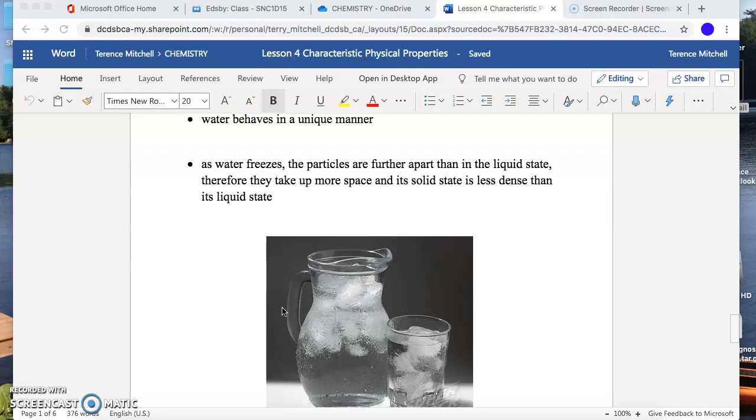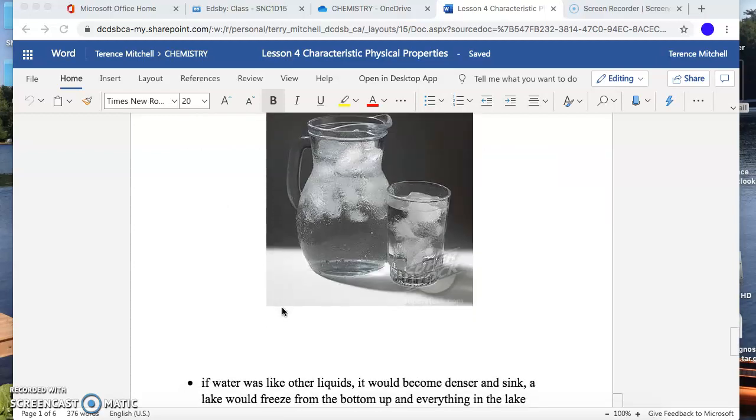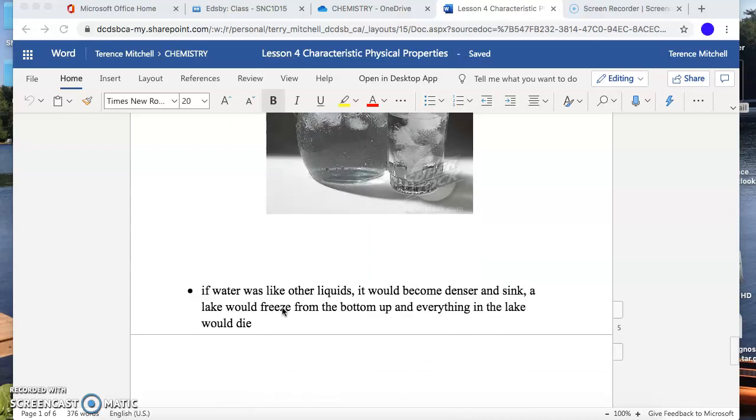And so as water freezes, the particles are further apart than in liquid state. And therefore they take up more space, they become less dense, and this is why water or ice floats. Normally the opposite would occur. And if water was like other liquids, it would become denser, it would sink. And obviously this is a problem in lakes. That means the ice would sink to the bottom, basically killing all the fish and everything in the lake. So it's a good thing that it behaves in this manner, floats to the top, and everything underneath stays as it should be.